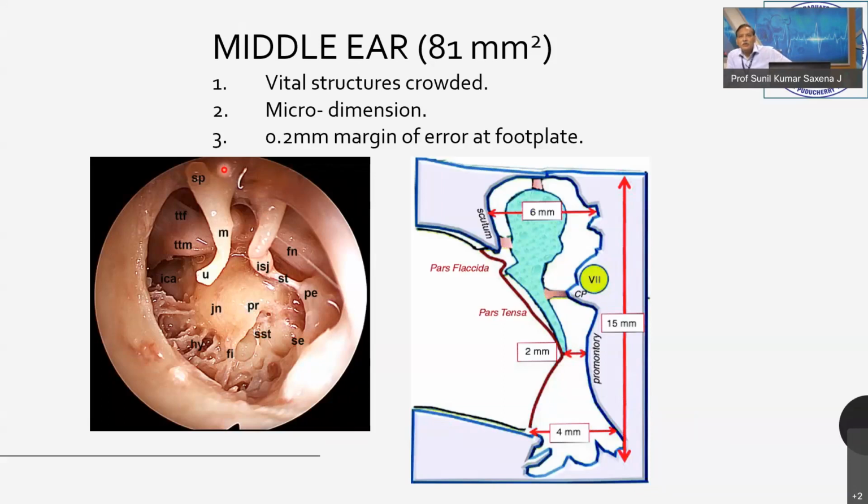This is your malleus, short process, umbo. This is the incus, incudostapedial joint. This is the stapedius tendon, pyramid. This is the tympanic part of the facial nerve. This is the canal for the tensor tympani tendon. And between the tendon of tensor tympani and the incus is the isthmus tympanicus anticus, and posterior to the incus is the isthmus tympanicus posticus.